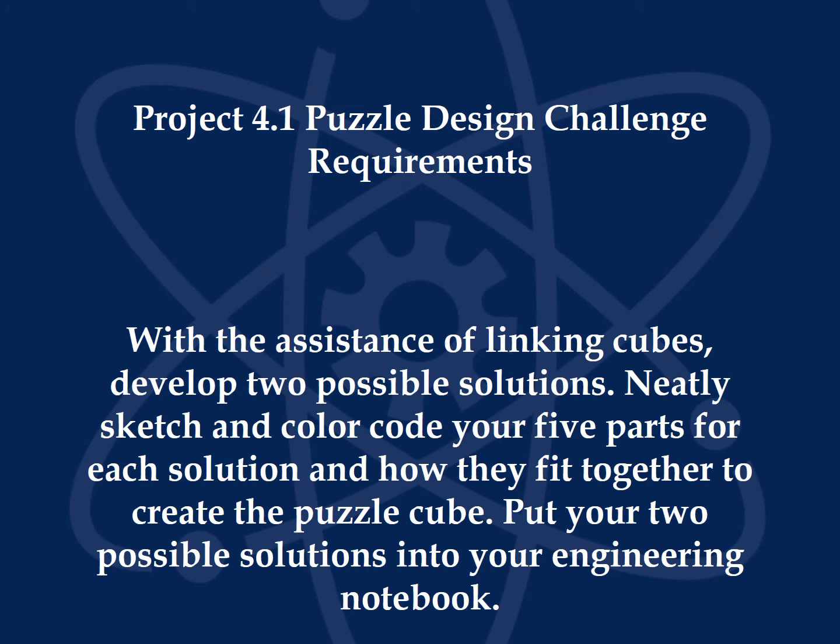With the assistance of linking cubes, you're going to develop 2 possible solutions. You're going to neatly sketch and color code your 5 parts for each solution. So you're making 2 solutions and you need to color code both of these so you can document the solutions you've come up with. You need to document how they fit together and how to create the puzzle. You're going to be coming up with different pieces that are assembled together to make this puzzle cube. You need to put your two possible solutions in your engineering notebook so you can document how it's solved, how the pieces are created, and how the puzzle is put together, so that you can create this in CAD and actually fabricate it yourself.